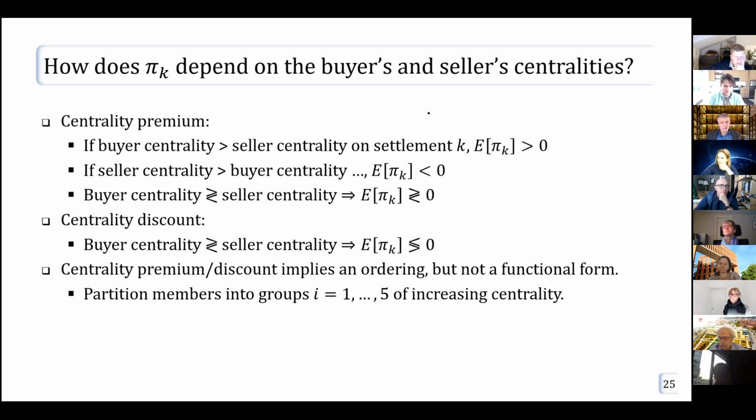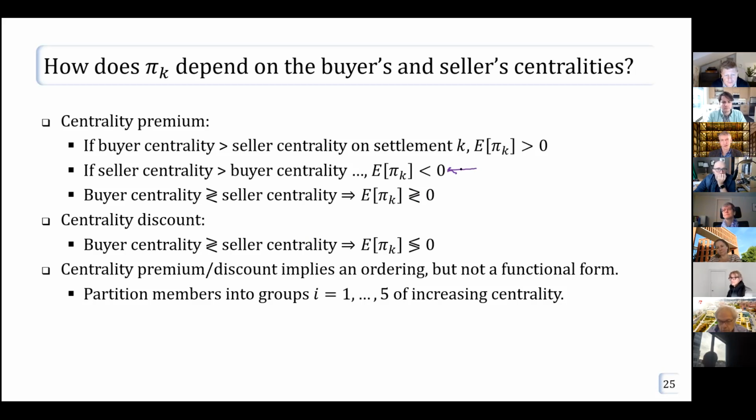If it's a seller who is more central, we would expect the buyer of the base currency to be losing. That is, their profit would be, in effect, a loss. If it's a centrality discount, the ordering would go the other way around. Now, this argument here is based on an ordering of centrality. We don't really have, from any of the economic models, a functional form. So we want to be flexible here.